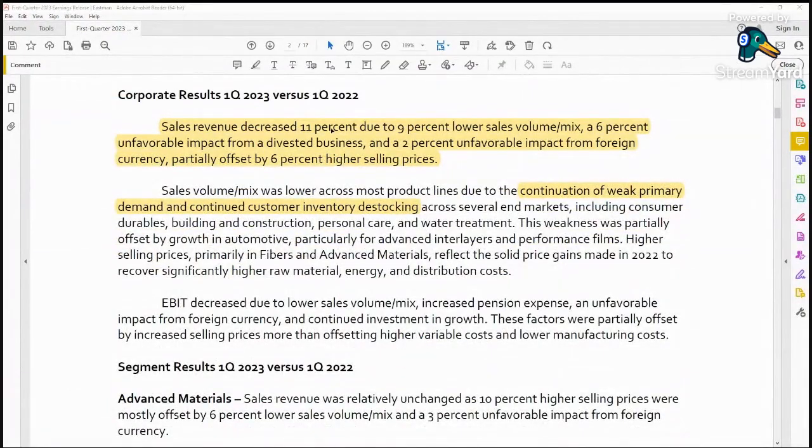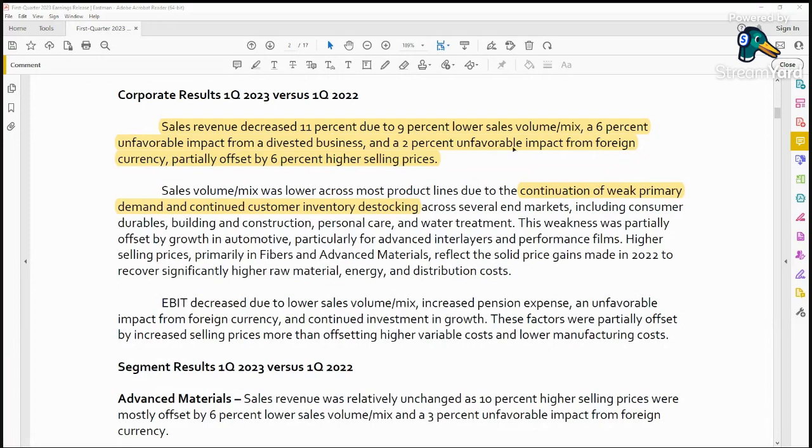Sales revenue decreased 11% due to 9% lower sales volume mix, 6% unfavorable impact of divested business, 2% unfavorable impact from foreign currency, all partially offset by 6% higher selling prices. So it could be that they don't have the type of pricing power that we want to see, rising prices by 6% and seeing a 9% decline in volume. Or it could just be that there's not a whole lot of demand for their products at the moment.